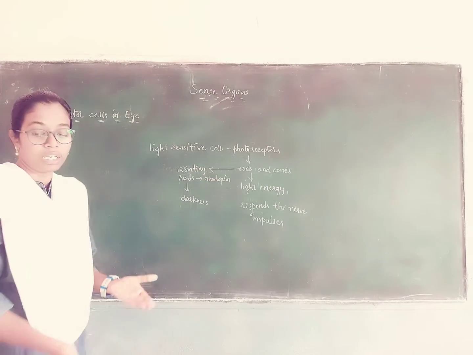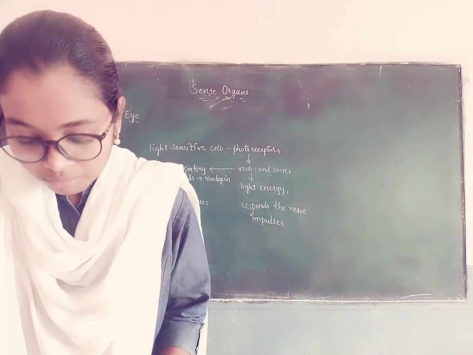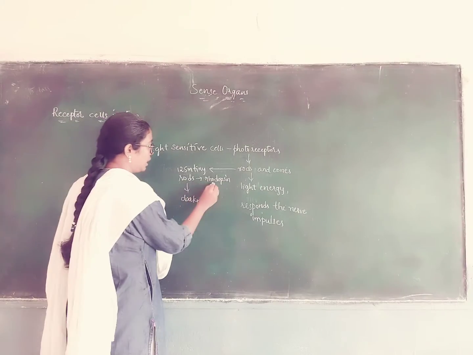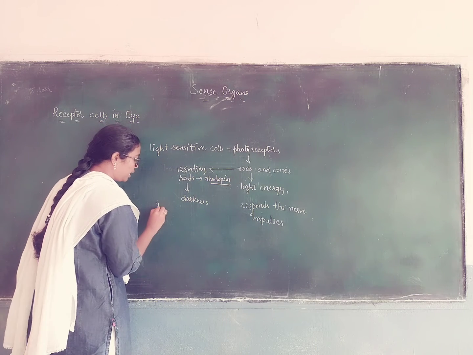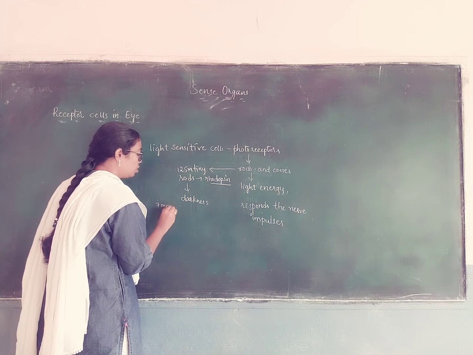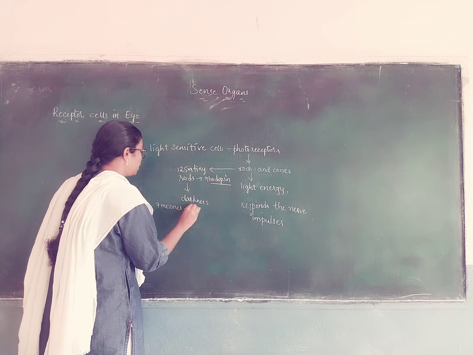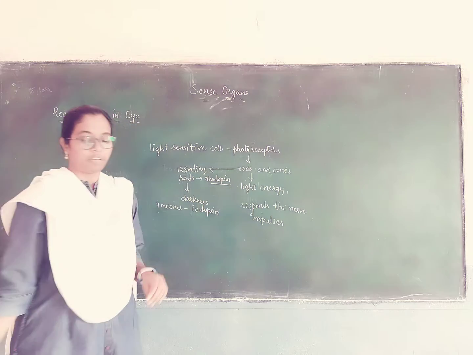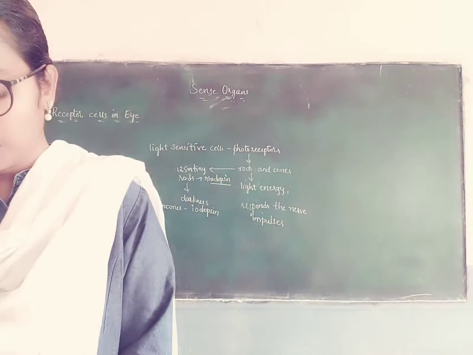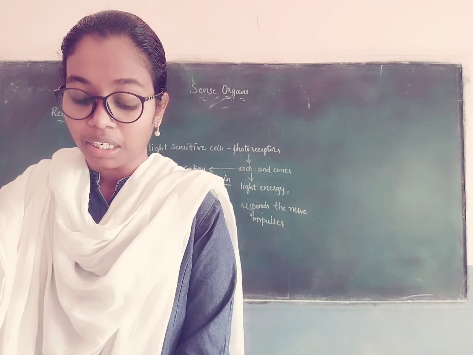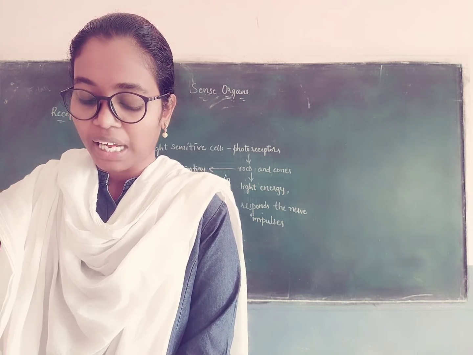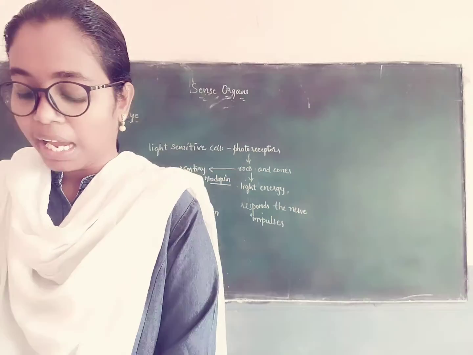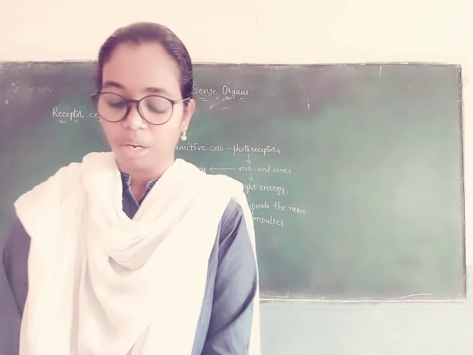So how many are there? 7 million cones. So rods contain the pigment rhodopsin, and 7 million cones contain the pigment iodopsin. This iodopsin comes into play in brighter light. Each cone is specialized to detect the light waves we sense either as blue, red or yellow, and the array of colors formed by their combination.